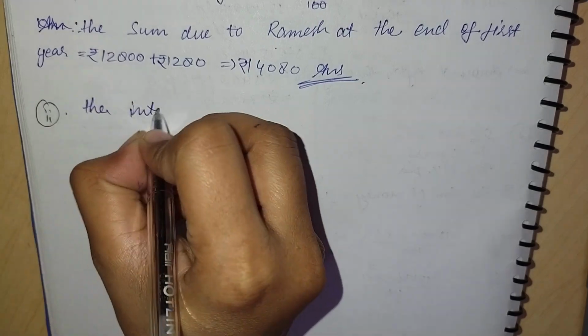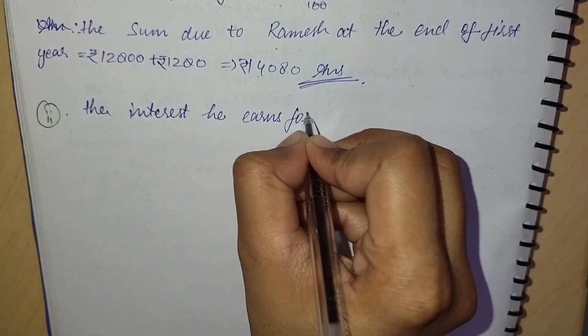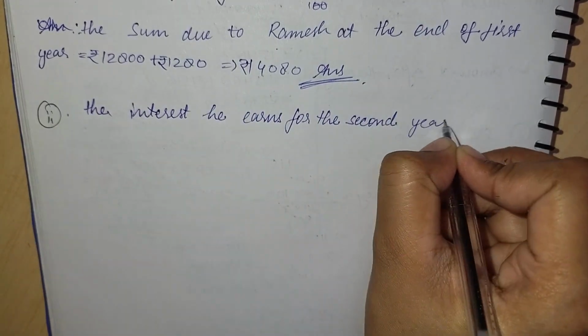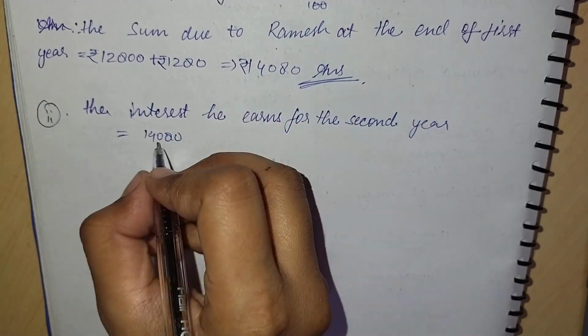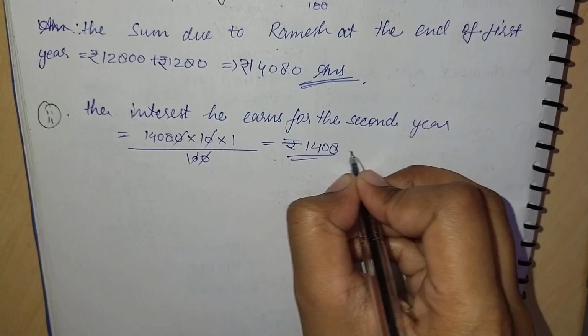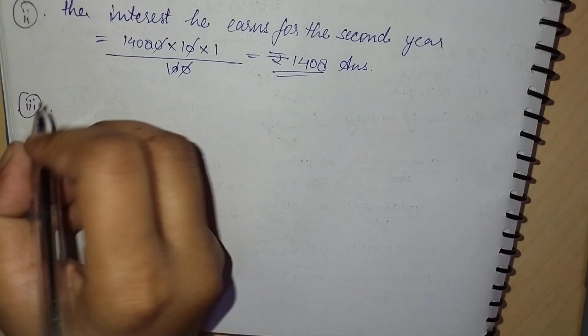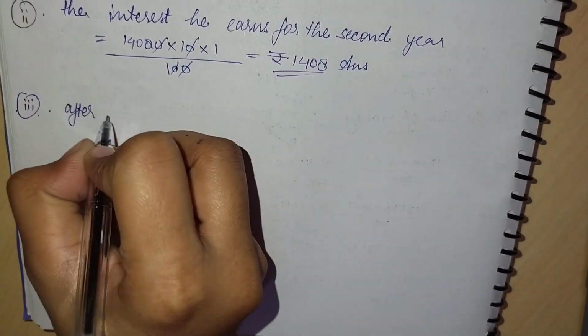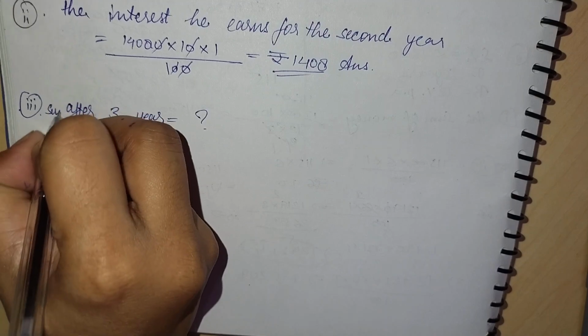Now the second part says that the interest he earns for the second year. So we will put 14,080 into 10 into 1 divided by 100. We will find the interest for the second year. Now this we will add as for the total amount due to him at the end of 3 years.